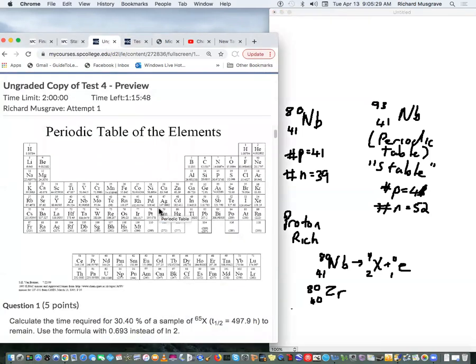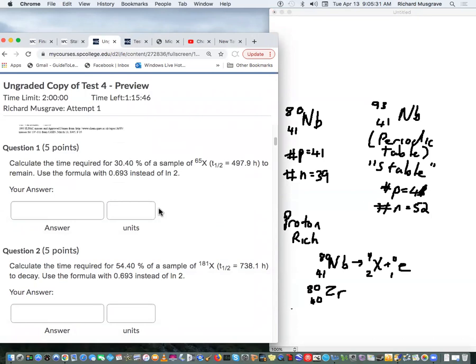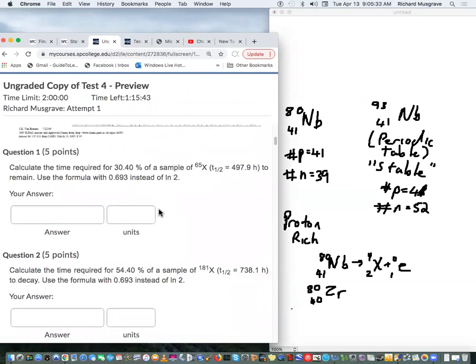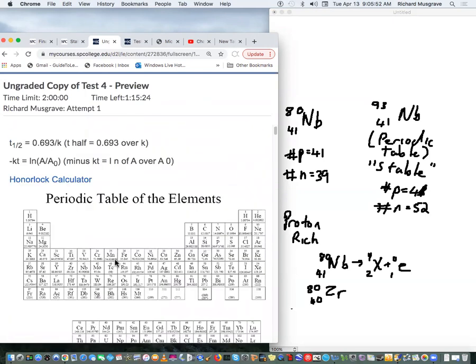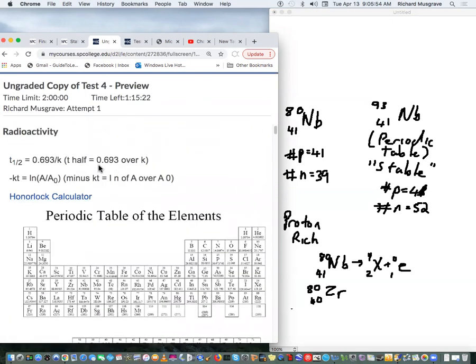All right, let's go through some of these other questions that you're going to see here. We've got question 1, which is calculate the time required for a sample to remain. So it could be remain or decay. You can see that there are examples of both of these here. They could both be remain, they could both be decay, or we could have one of each. That's what we're seeing here. I'll give you the formulas up here.